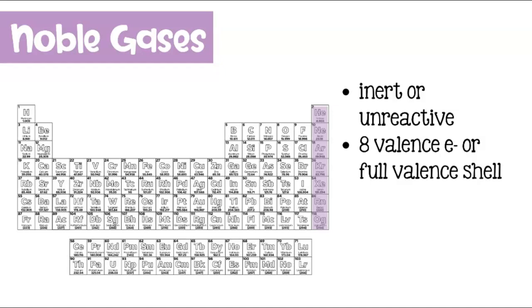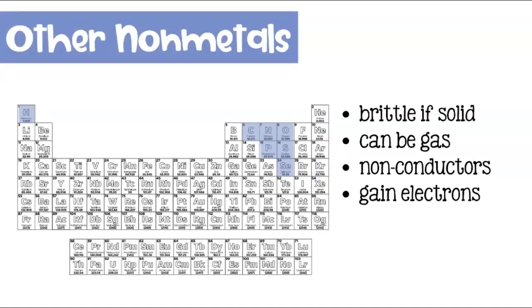They tend to be very inert or unreactive because they have a full valence shell, which means that helium has 2 valence electrons and all of the others have 8. Other nonmetals include hydrogen and all of the nonmetals above the staircase or above the metalloids. They are brittle if solid, and they can be gas or can be solid. They tend to be non-conductors and gain electrons, forming negative anions.